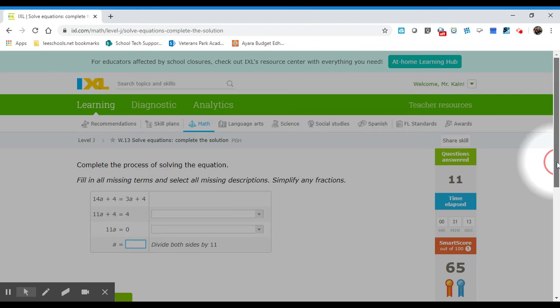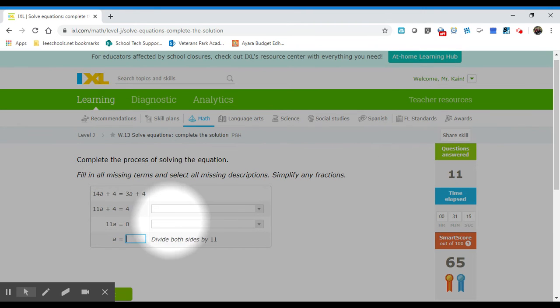Okay, let's go up. Oh, we have a double blank, so let's do this one here. We've got 14a plus 4 equals 3a plus 4. Look at this part of the equation and look at this part of the equation. What is different? What do you notice?